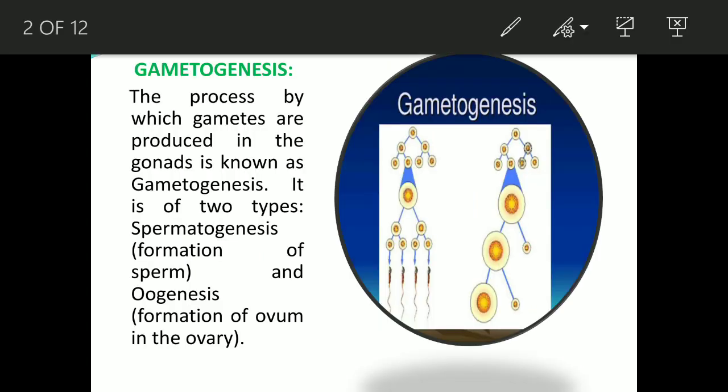Let us recall again about gametogenesis. It is the process by which gametes are produced in the sex organs called gonads, that is testes or ovary. Gametogenesis is of two types, spermatogenesis and oogenesis. What is spermatogenesis? It is the formation of sperms. And what is oogenesis? It is the formation of ovum. In the given figure, it is shown how the formation of sperms and ovum takes place. In detail, we will see later on.